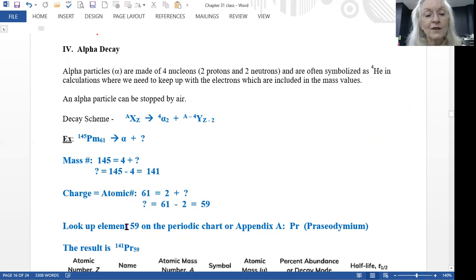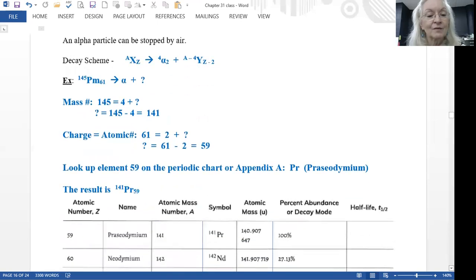We would look up 59 on the periodic chart or look it up in Appendix A. If you did, you would see that it is Pr. Please don't ask me to say that. And so the daughter is Pr-141. So you can write it this way, or you can say Pr-141, or you could write out the name if you wanted to.